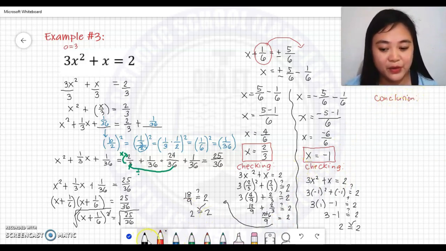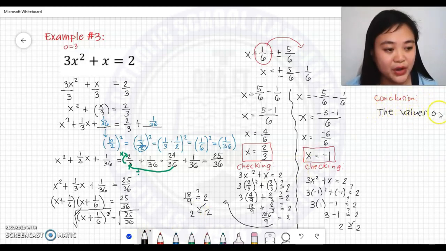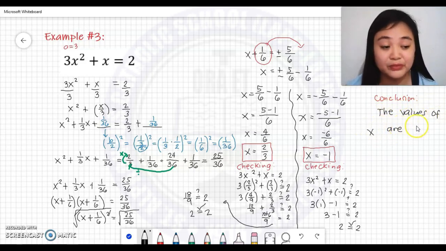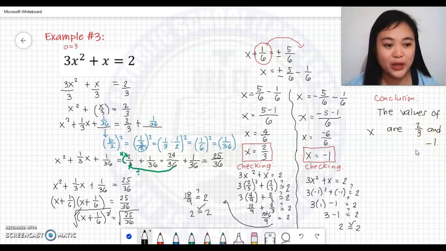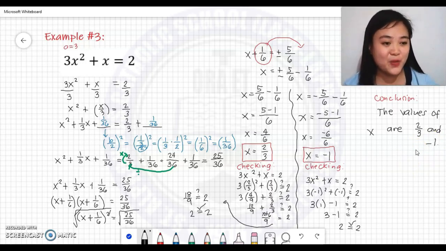Okay, therefore, the values of x are 2/3 and -1. That's all for today for solving quadratic equations by completing the square. I hope you learned something and you are now ready to answer the formative assessments. Thank you and God bless.